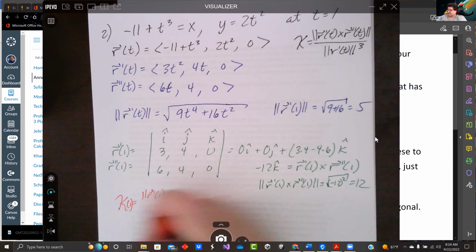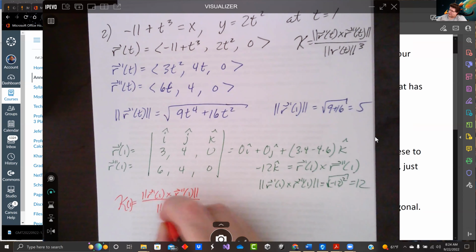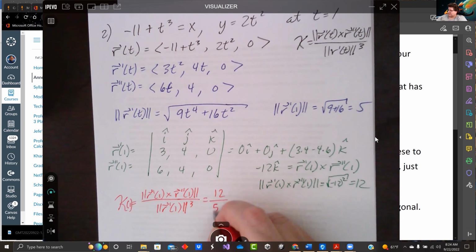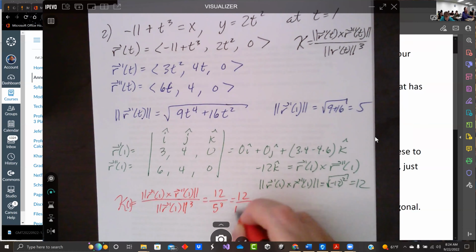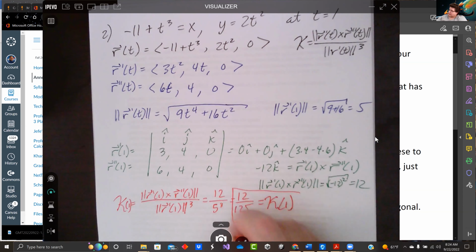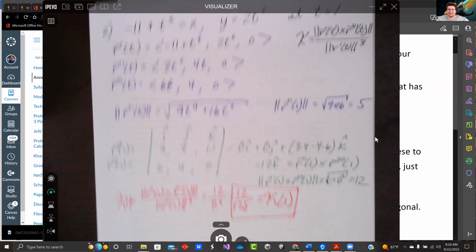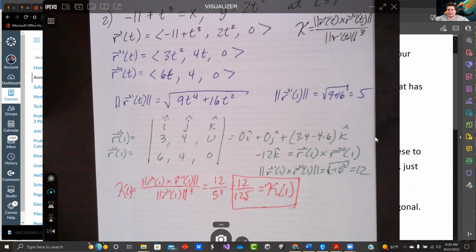Kappa of 1 is magnitude of r prime of 1 cross r double prime of 1 over the magnitude of r prime of 1 cubed, which is 12 over 5 cubed, which is 12 over 125. And that's kappa at 1. That problem is not too bad either. Couple derivatives, couple plug-ins, and it should go pretty quick.